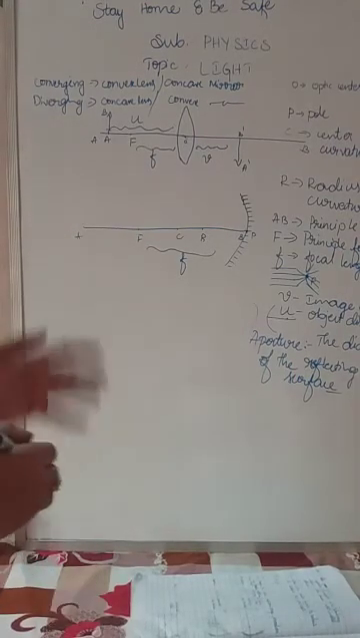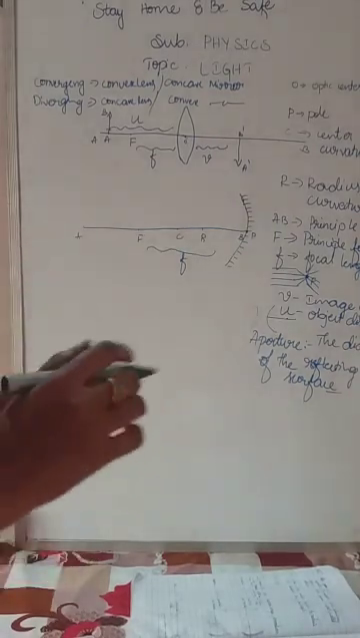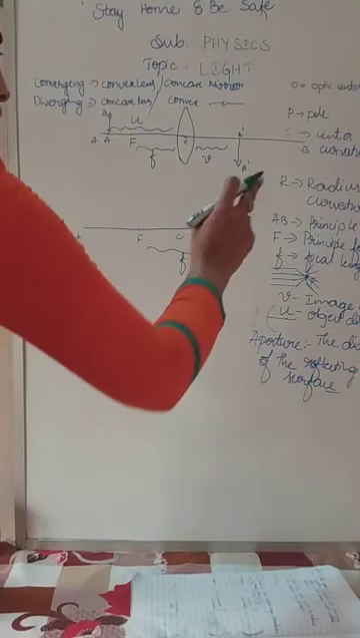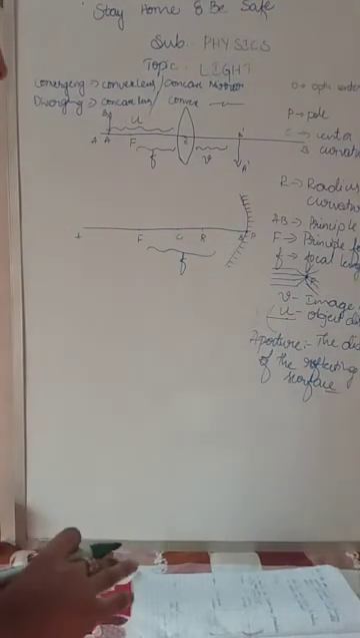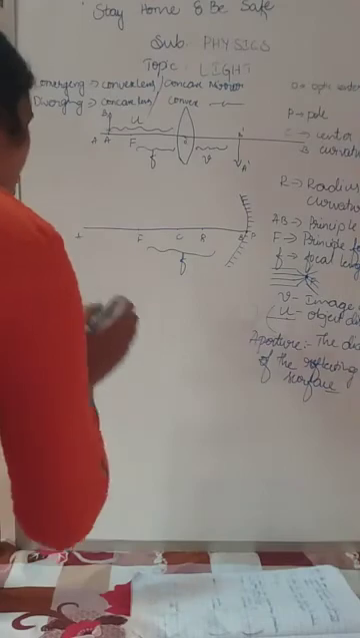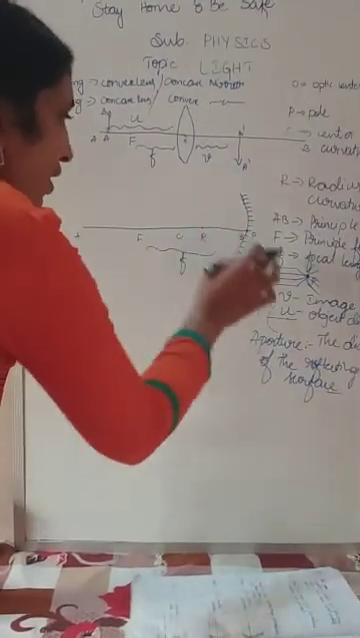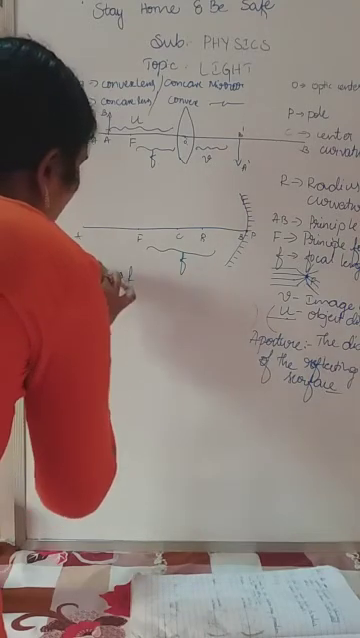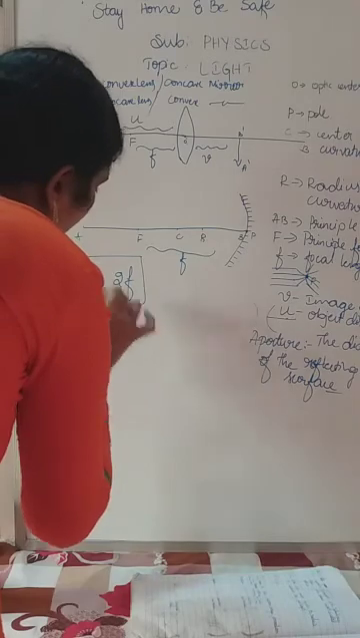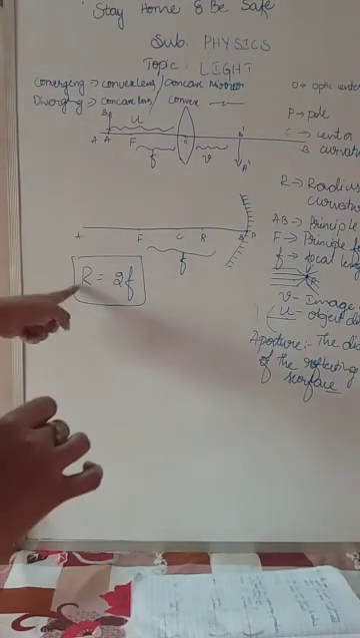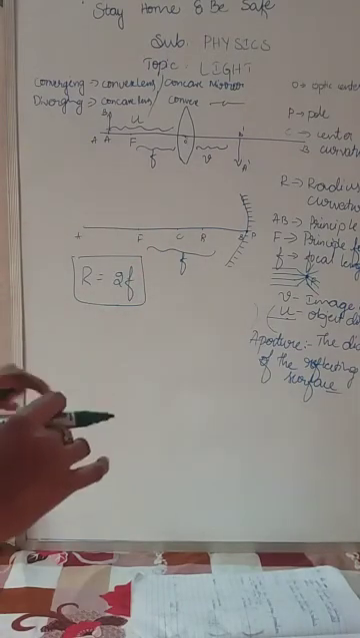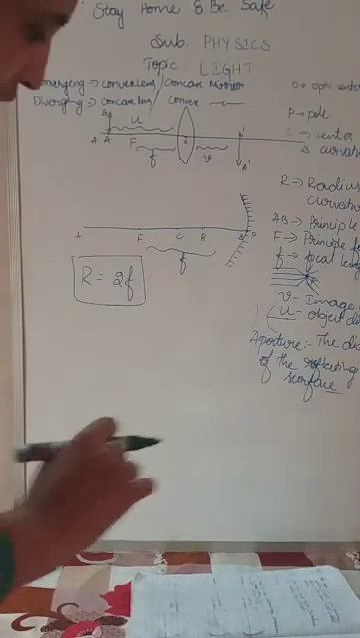What is the relationship between the radius of curvature and the focal length? There is one formula to measure the radius of curvature and the focal length. If any one value is given, we can find the other. That is a very important formula: R equals 2F. So this is also called the relationship between the radius of curvature and the focal length. Keep that in mind. Which formula is it? R equals 2F.